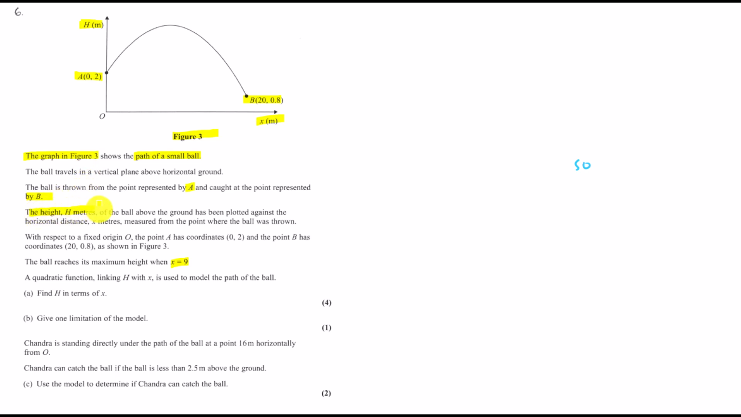Now we've got the height H meters of the ball above the ground. It's been plotted against the horizontal distance where it was thrown. So, for example, it could be thrown by a person who's 2 meters tall, representing the y. Now, the key bit of information is the ball reaches its maximum height when x equals 9, right? So we know that this is some type of negative quadratic, but all quadratics are sort of in this form, but we know it's a negative one.